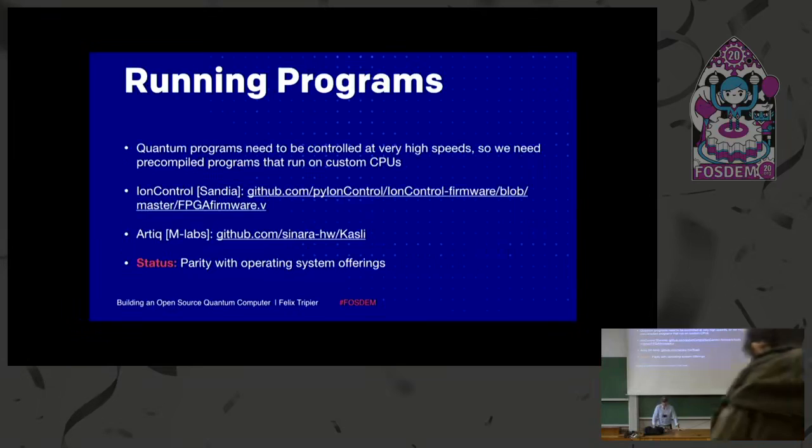I talked about kind of the needs of running an actual quantum program where we figure out everything ahead of time and we run it on a specific chip. Quantum programs need to be controlled at very high speeds, so we have a custom CPU. Those we can also find open source examples of. So the ones that M-Labs and Sandia use to run their experiments on the quantum operating system are open source. Those are the links over there. The quality of those offerings is at parity with their respective operating systems. So in terms of documentation, in terms of discoverability, it's a package deal with the operating systems they're associated with.